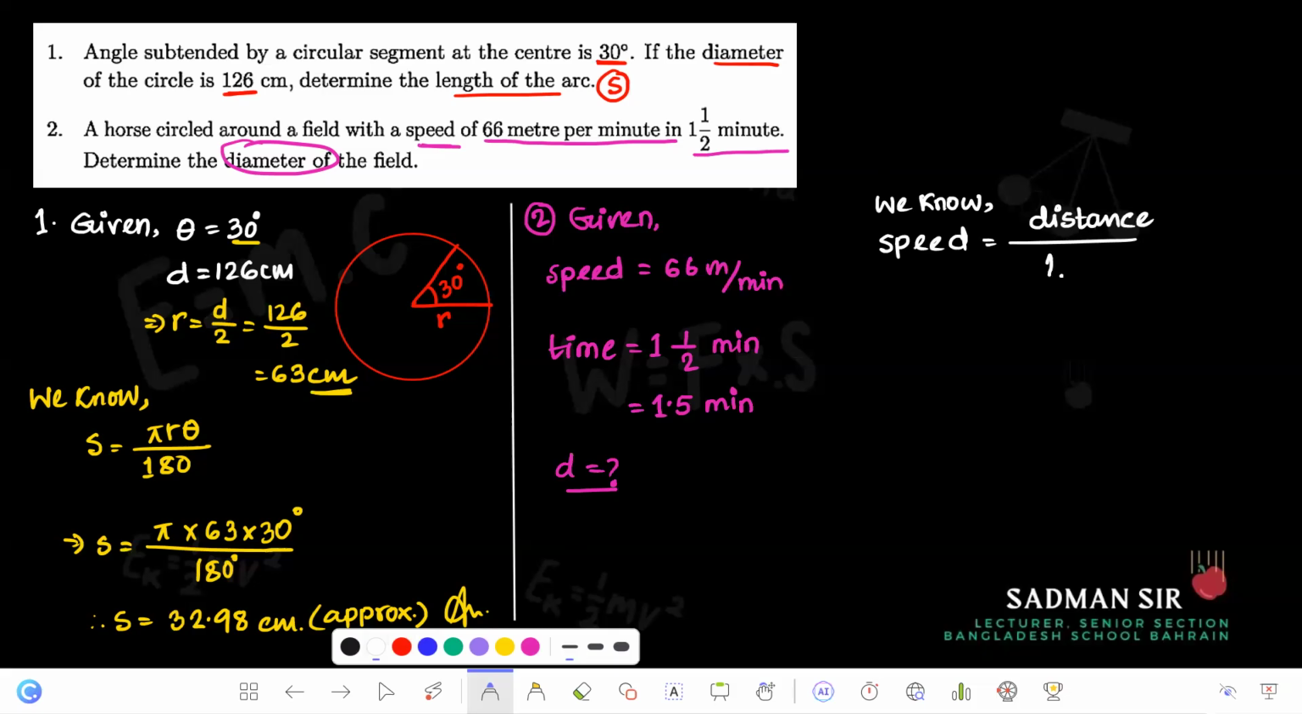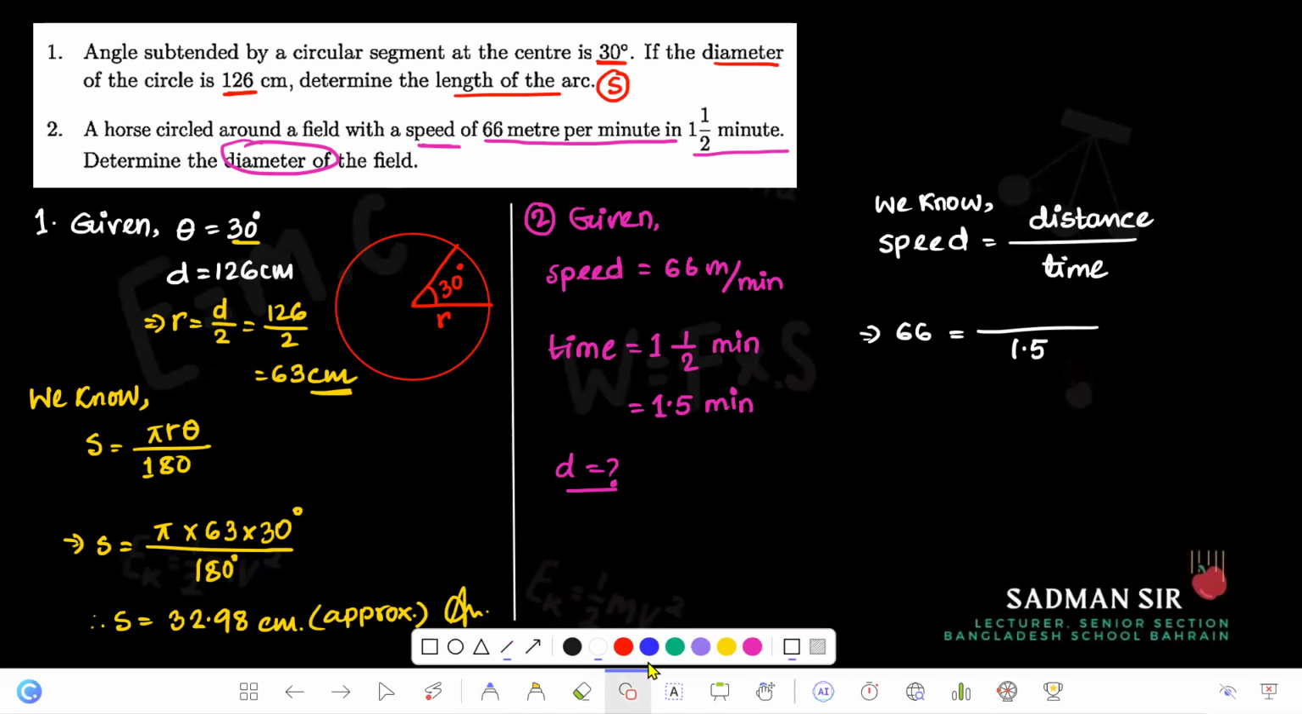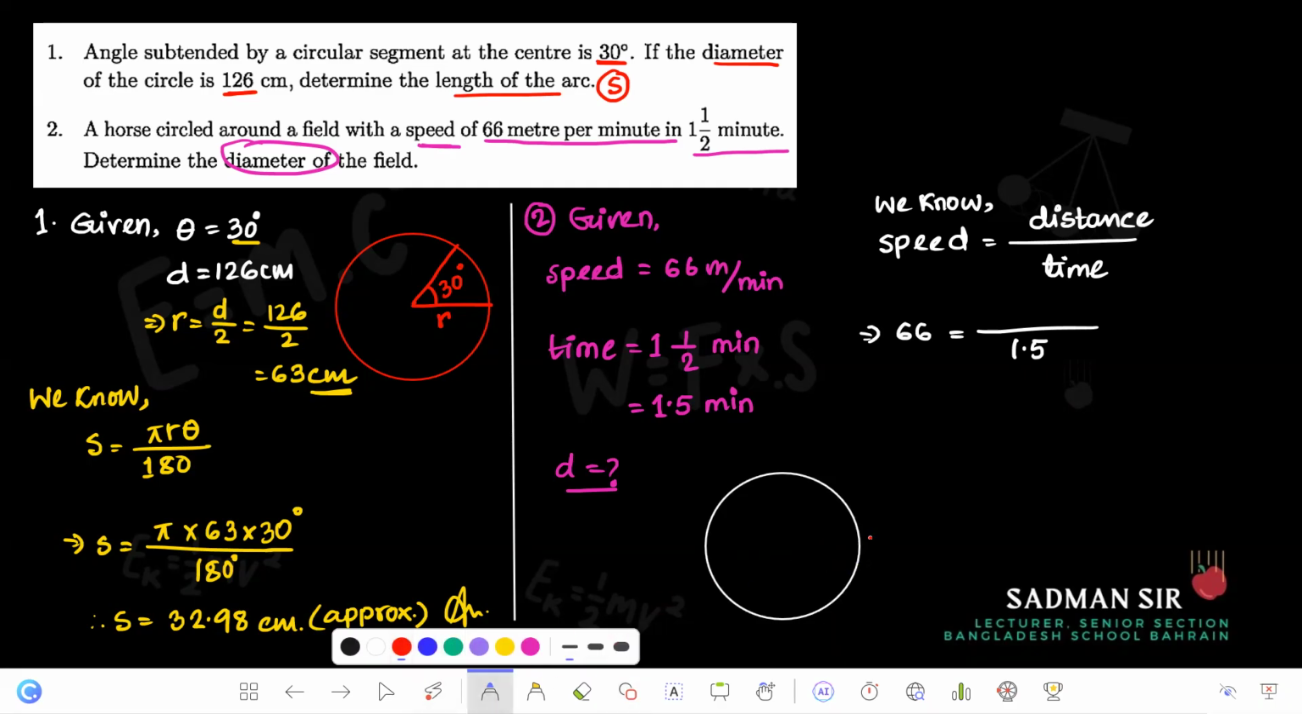Distance divided by time. So what will be the distance? Speed we know already, 66, and time also we know, 1.5. But what about the distance? Remember, the horse circled around the field. That means the field is a circular one. If a horse starts to run from here and covers the whole circle and comes back to this position again, then only we can say that he has circled around the field, right?